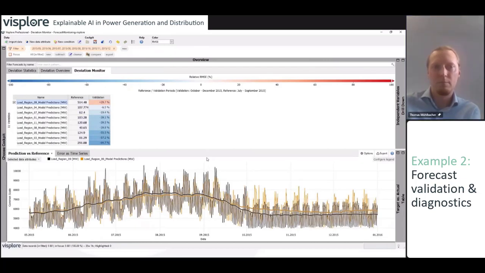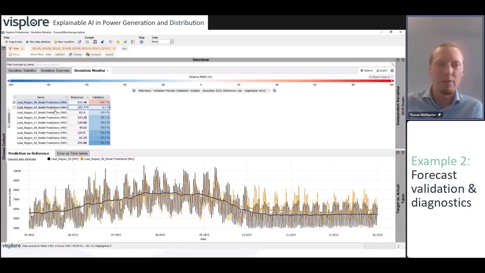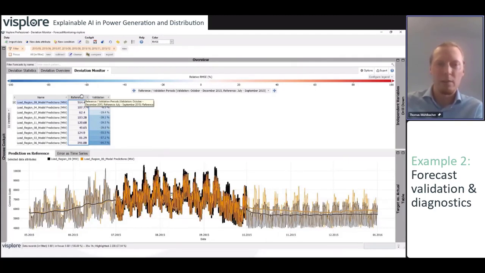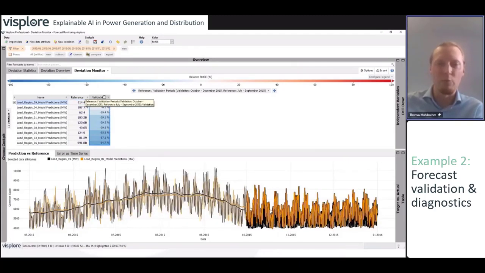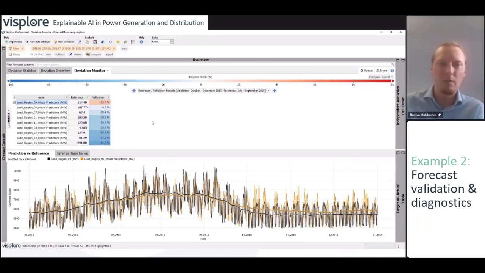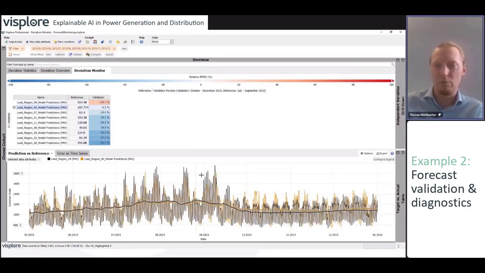Okay, and now I'm in my monitoring cockpit. The first thing that I see is an overview which forecasts have become worse in the last 3 months. So here, each row refers to one model, and you see the error for these 3 months compared to the error in the most recent 3 months. And you see here that for the first model, the RMSE has gone up by 29%. For other forecasts, this was not the case, or not so much.